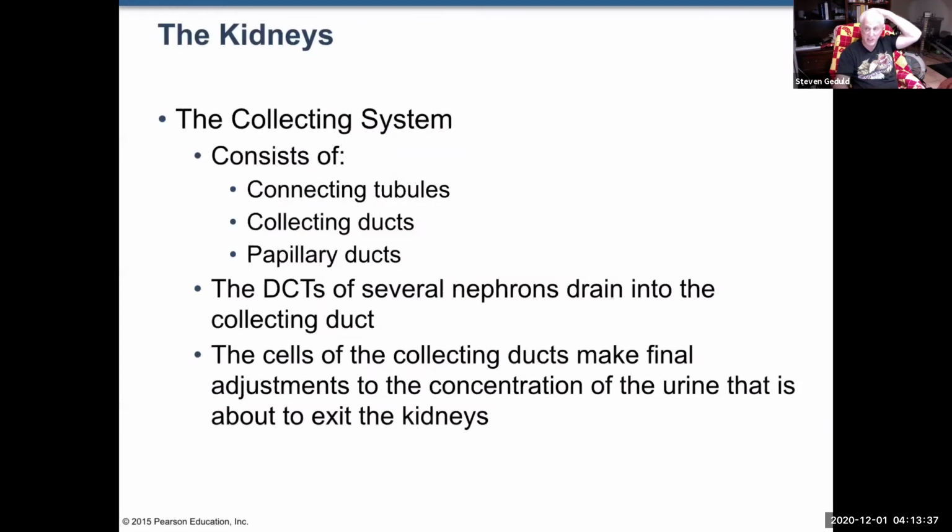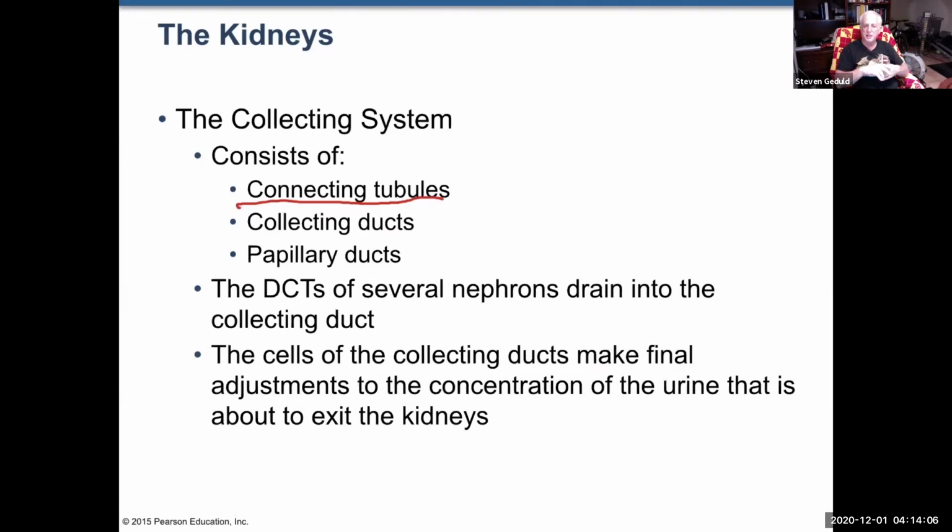All right, once it leaves the nephrons, it goes into the collecting system. It goes through the distal convoluted tubule, and then from the distal convoluted tubule, it enters these connecting tubules, which feed into collecting ducts, which feed into papillary ducts. So the distal convoluted tubules of several nephrons get together and drain into the collecting ducts.